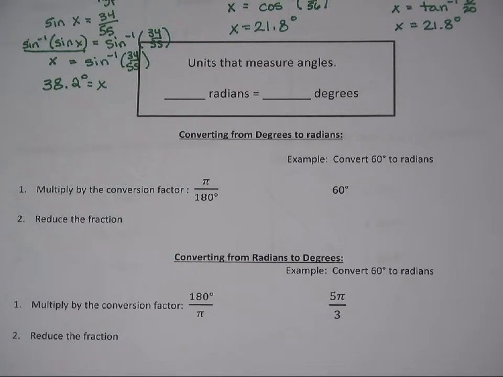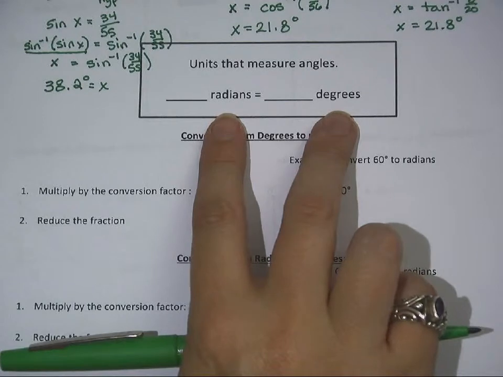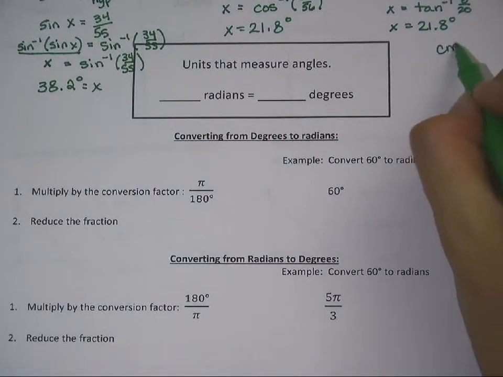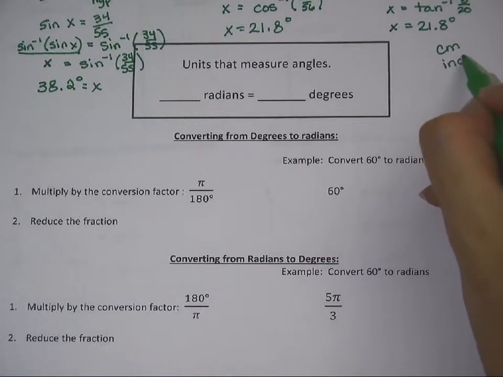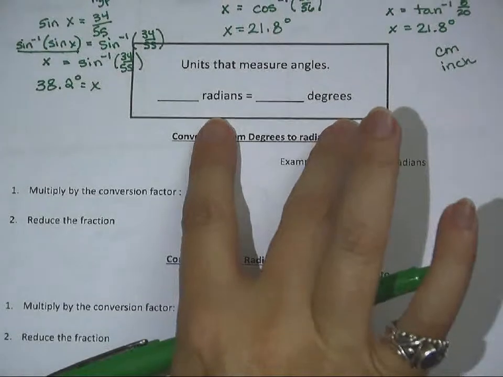Okay, so this is part 3 of our day 7 notes, and this is about changing between radians and degrees. I'm not going to go into a lot of discussion about what radians are, but basically these are two different units that we use to measure angles, just like we use centimeters and inches to measure length, and they're different. These are two different ones.